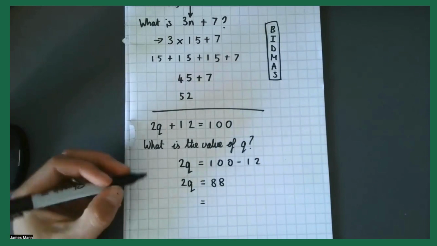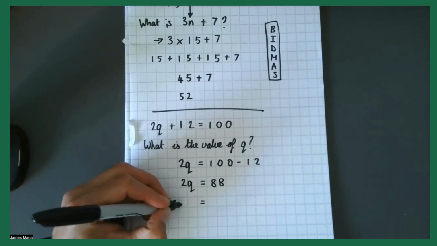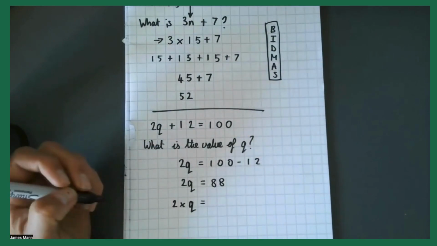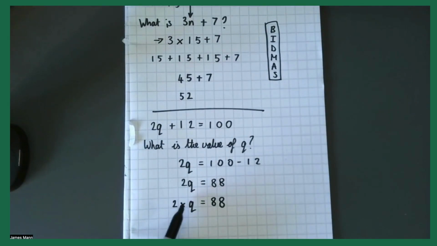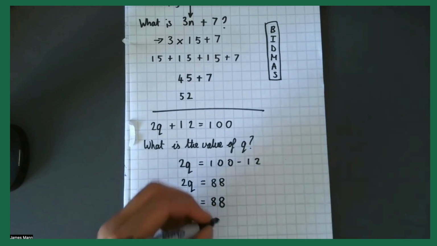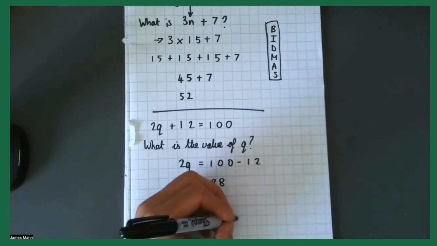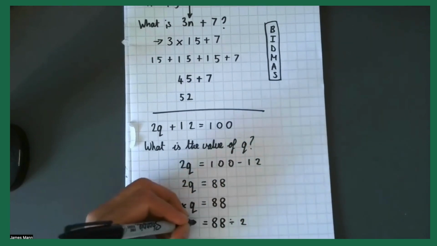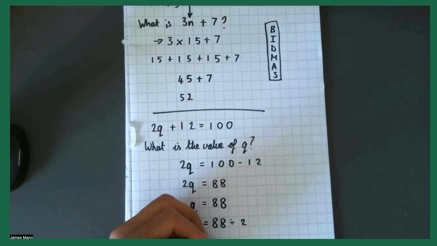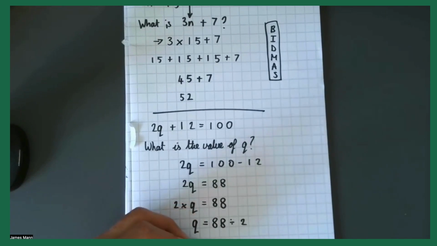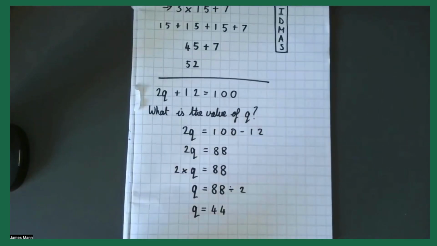Remembering, like the top one, where we've expanded, 2q actually equals 2 times q, and that equals 88. So what's the opposite of multiplication? Well, it's division. So to move this multiplying by 2 to this side, I've actually got to divide 88 by 2. And that will give me what 1q is equal to. Nice and simple. It's half of 88, which is 44. Just like that.